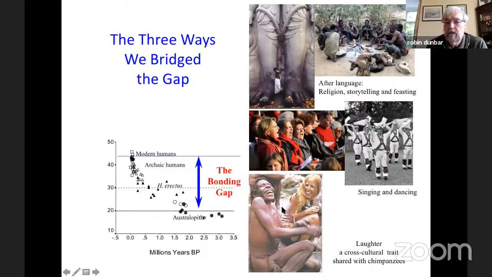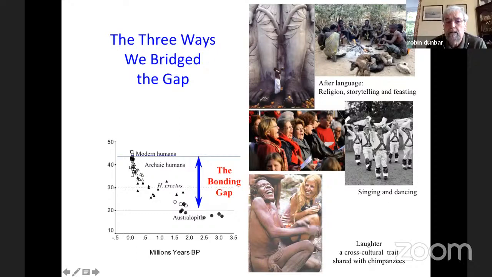The earliest of these is definitely laughter. Sophie spoke a lot about that. It's a very visceral, contagious effect that we share with great apes. Later, we think, came singing and dancing, singing without words here. And then once you have language, religion, storytelling, and indeed feasting.